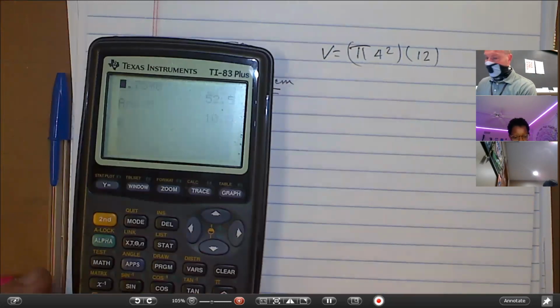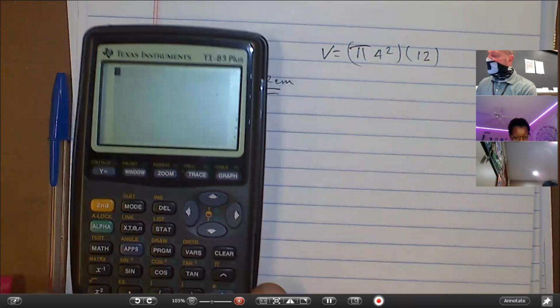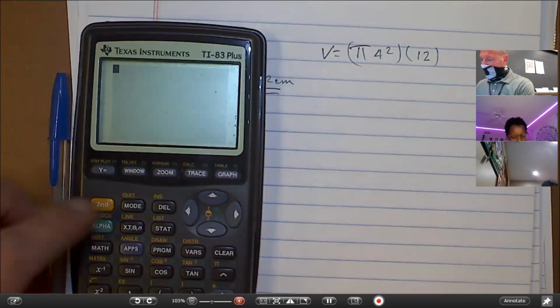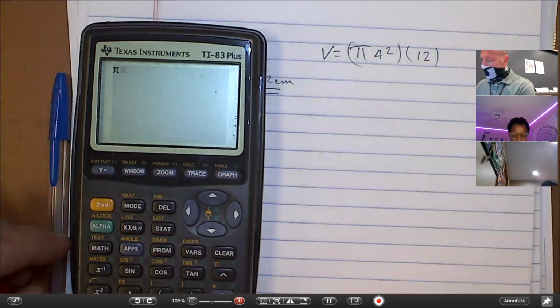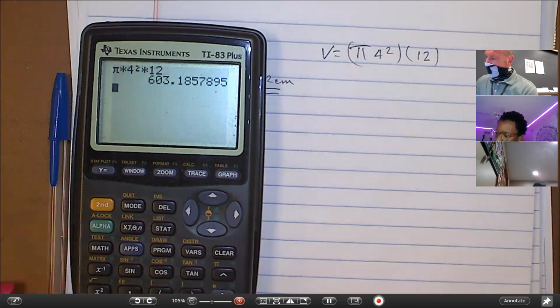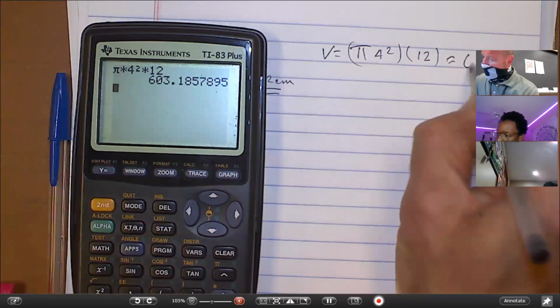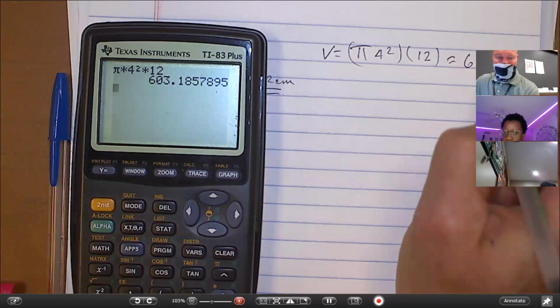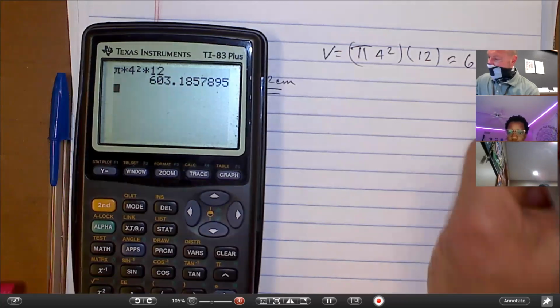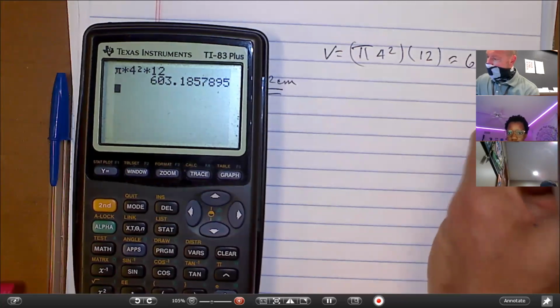So this is fairly simple. It says to the nearest tenth. So I can hit second function pi times 4 squared, or 16 times 12, and I get about 603.2, and that would be centimeters cubed.